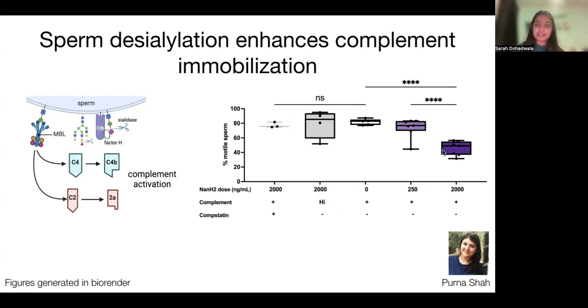And then when we start adding enzyme, we can see decreases in the motility at the highest dose of enzyme, so at 2,000 nanograms per mil, which is the BV-associated dose. We can see that the motility is reduced to about 50%.